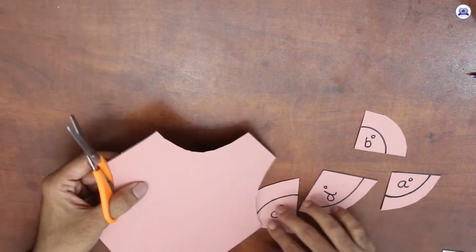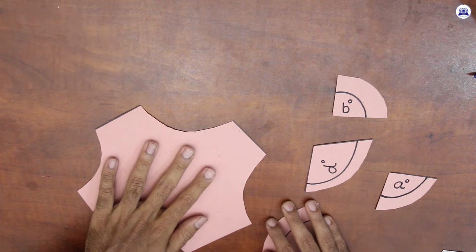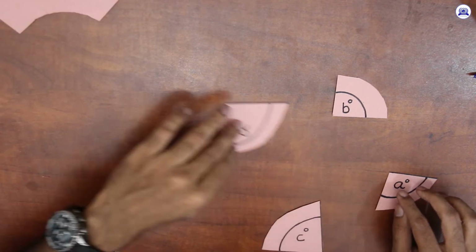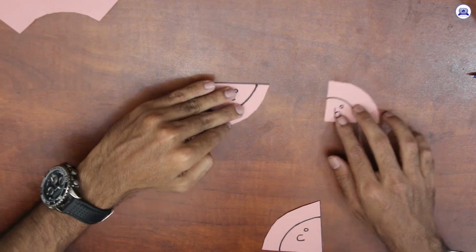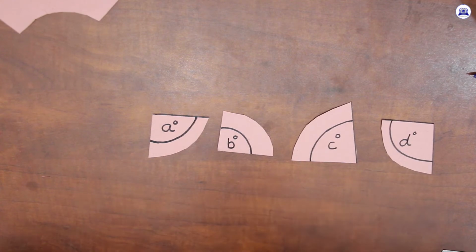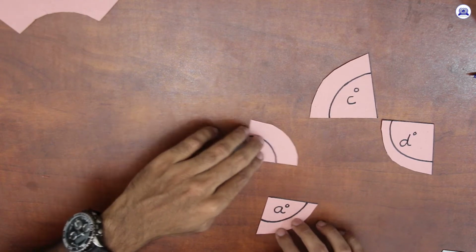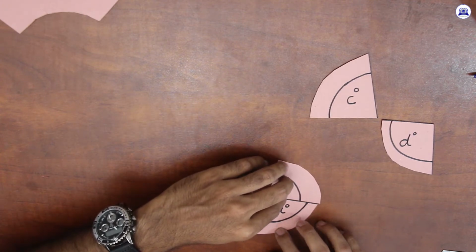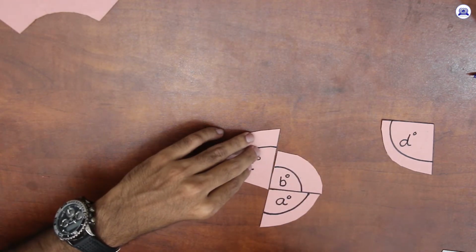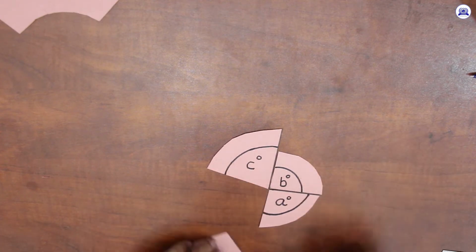Right, so you can see then I have separated my 4 angles of the quadrilateral. So I'm going to remove this part. Now you can see angle A, angle B, angle C and angle D. Let's arrange them: this is angle A and this is angle B, and then angle C and D.